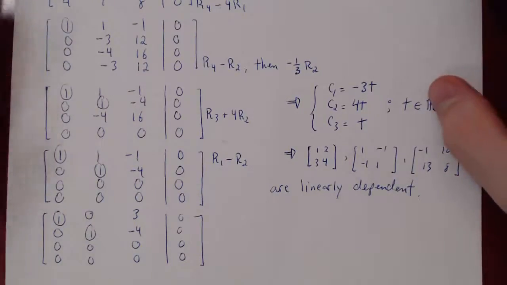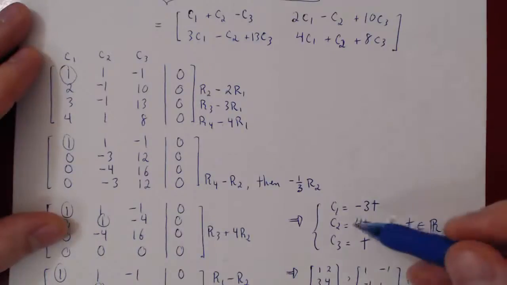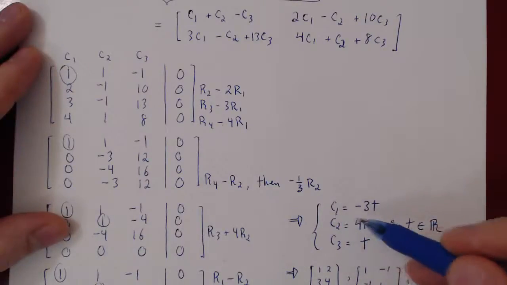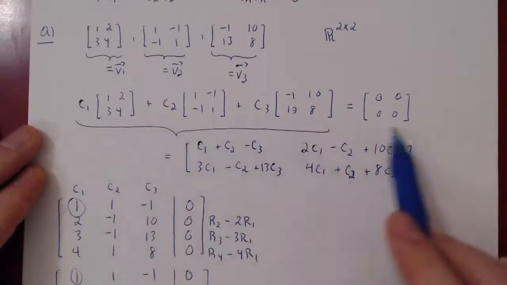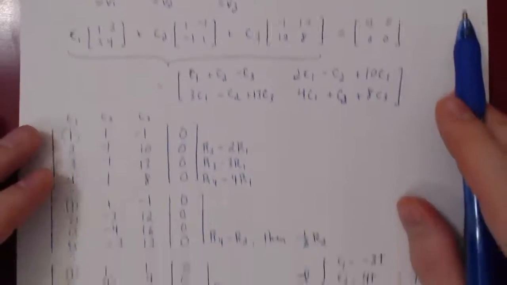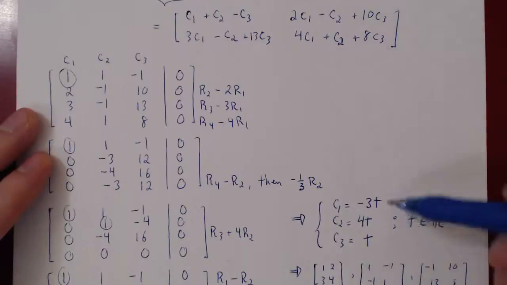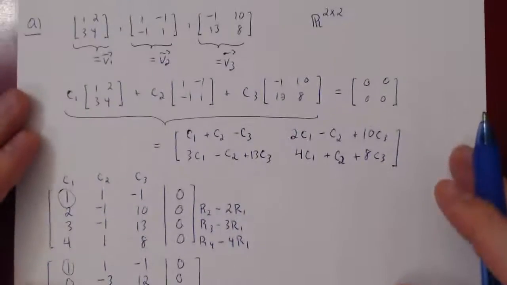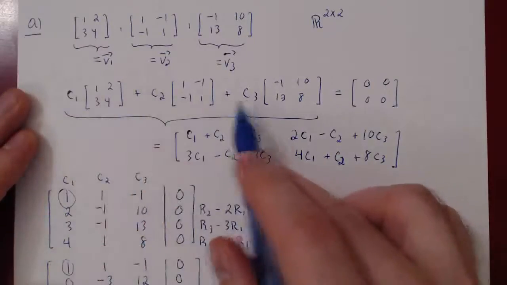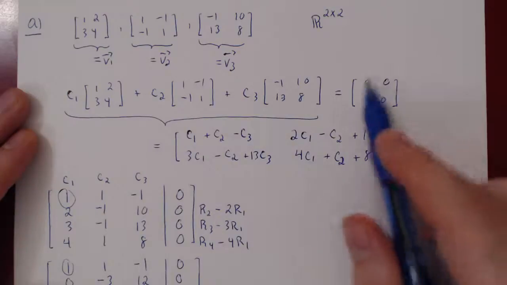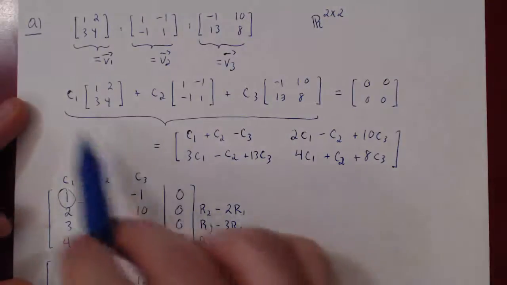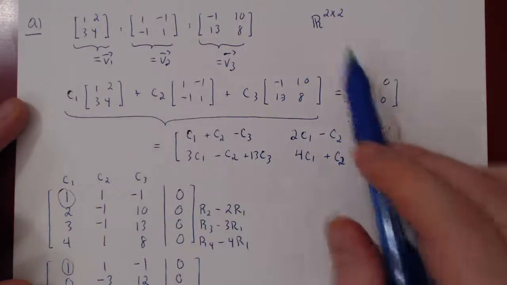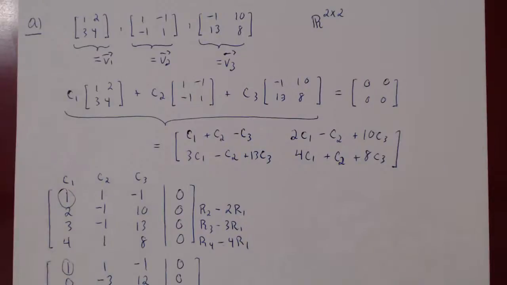And if you want to give a non-trivial solution, well, it's quite easy, right? For any value of t, if you replace C1 by negative 3t, C2 by 4t, C3 by t, these three coefficients will be solving this linear combination. And so you can take, for example, t to be equal to 1, then you'll have negative 3, 4, 1, and plug in here negative 3, 4, 1, and see that once you add the three matrices, you get the zero matrix, which gives you an obvious non-trivial solution to your linear combination, giving you the zero vector of your vector space. And that's just one example.